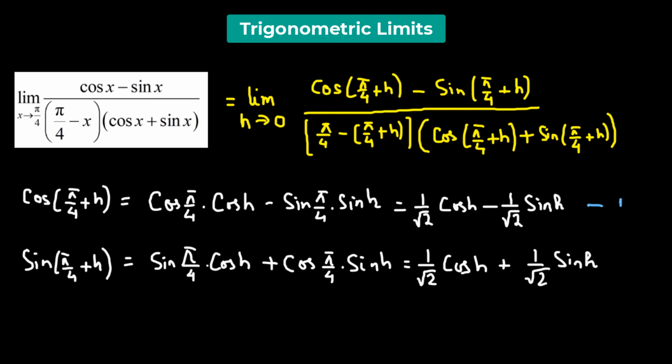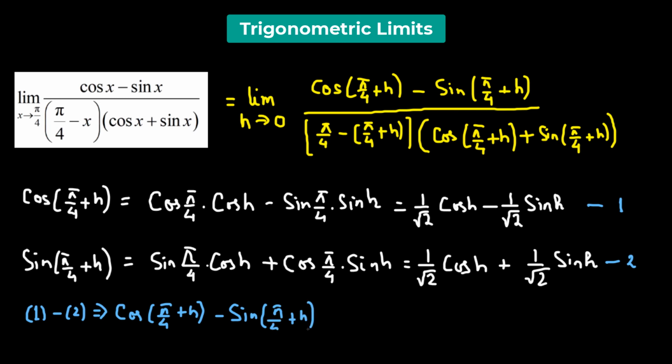So let's rename it as equation number 1, and the second one is equation number 2. Now first thing, we are going to do 1 minus 2. So that is going to give us cosine of pi over 4 plus h minus sine of pi over 4 plus h. So that will be equal to, when we're subtracting 2 from 1, negative 2 over root 2 sine of h.